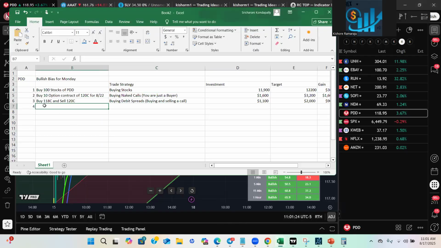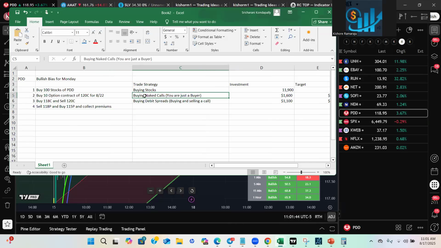So here what I can do is sell a 118 put and buy a 115 put and collect premiums. So in these two places, you are mainly a buyer. Here you are completely a buyer. Here you are 60% buyer, 40% seller because you are buying a lower strike call and selling a higher strike call. You are receiving some premium, but overall net you are paying something. Instead of 1600, you are paying 1100.